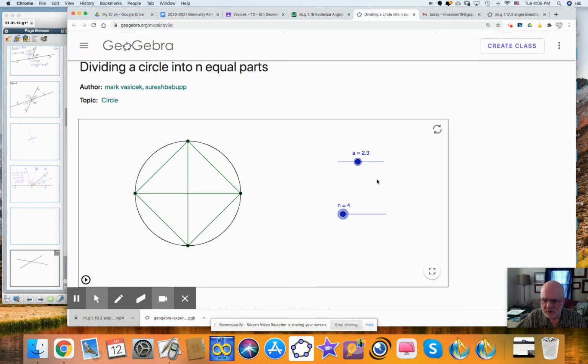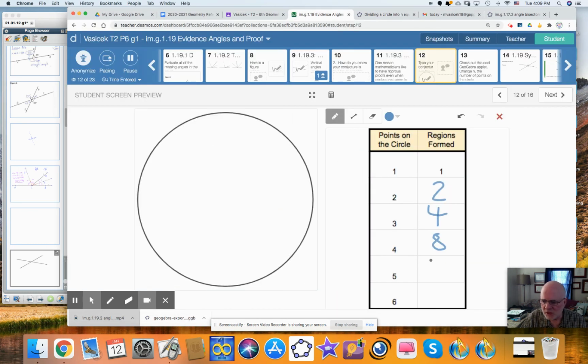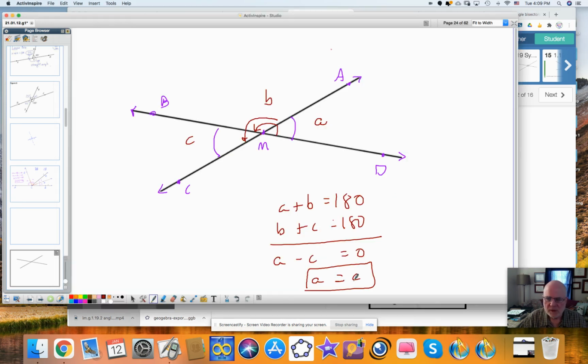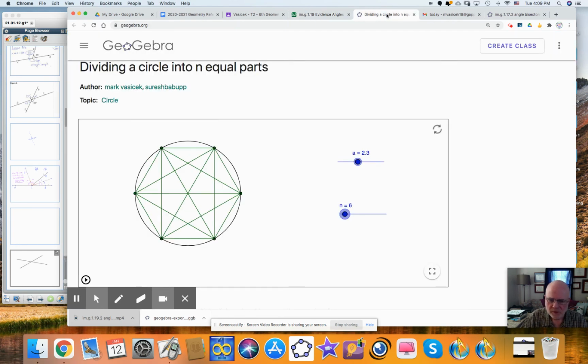How about 5 points? We have, I'm going to count these. 1, 2, 3, 4, 5, 6, 7, 8, 9, 10, 11, 12, 13, 14, 15, 16. 16. Would you like to make a conjecture as to how many you think there's going to be when we have 6 points on the circle and we connect them? There we go. There's 6.